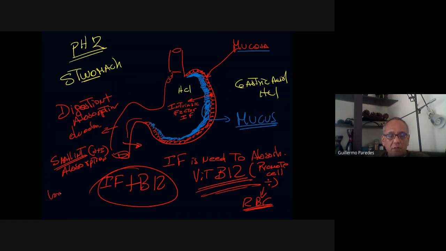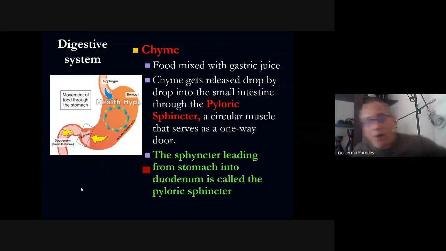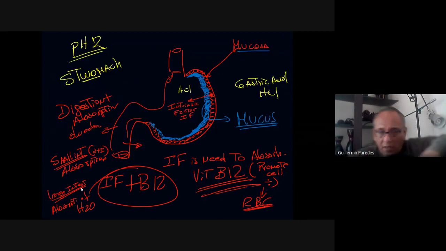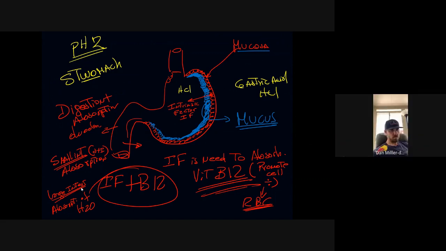And the large intestine is going to be the absorption of water. Large intestine, absorption of water. Why just water? Because the small intestine is where most of the nutrients are absorbed. Most of the nutrients are already absorbed by the small intestine. So the only thing that can be absorbed after is water. Why? Because all the nutrients are already absorbed by the small intestine. You okay with that? Yes. Okay.